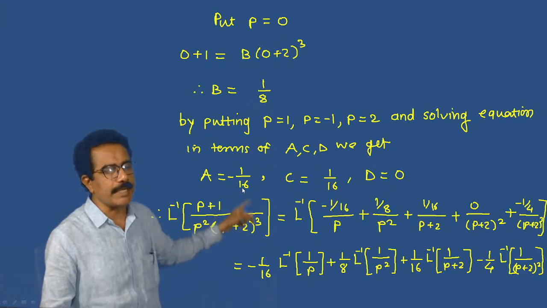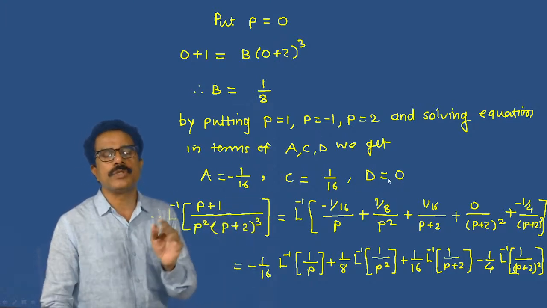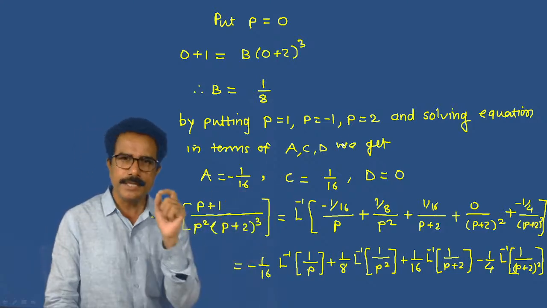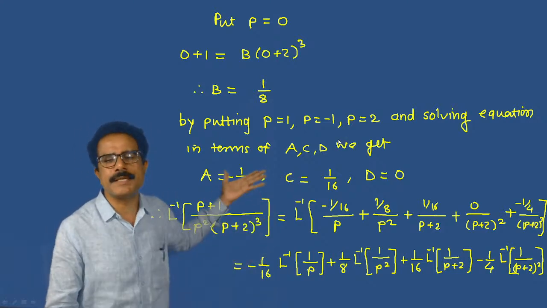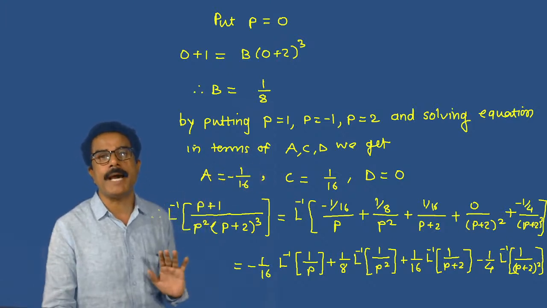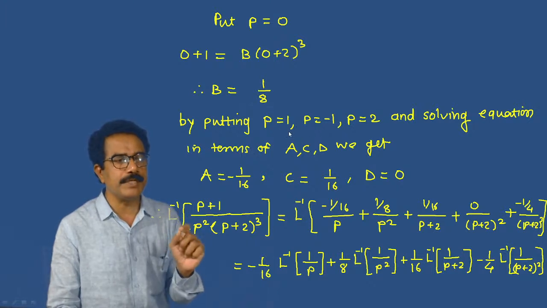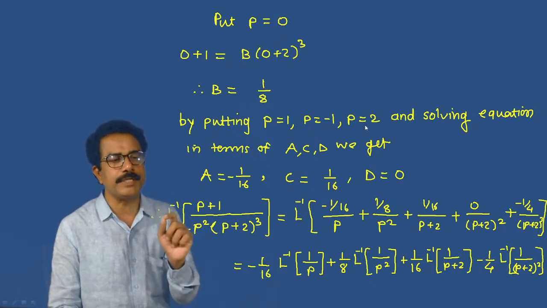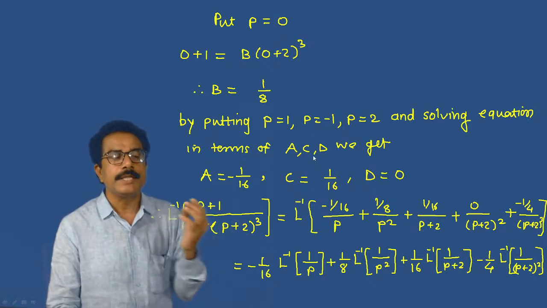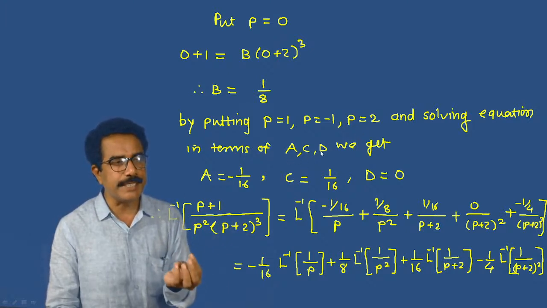A is equal to minus 1 by 16, C is equal to plus 1 by 16, and D is equal to 0. You can solve this in the rough because this is the same calculation part. So I have removed this calculation part, because if we put p equal to 1, p equal to minus 1, p equal to 2 in equation 2, then we will get the equation in terms of A, C, D.